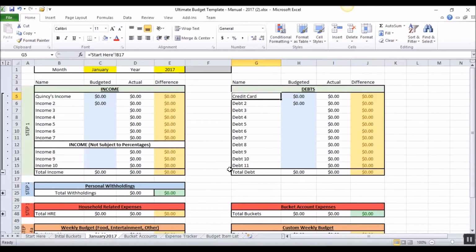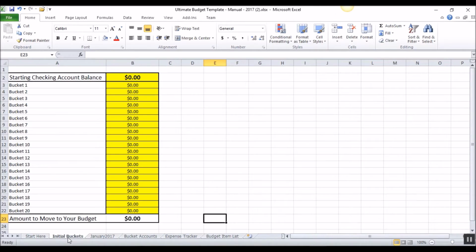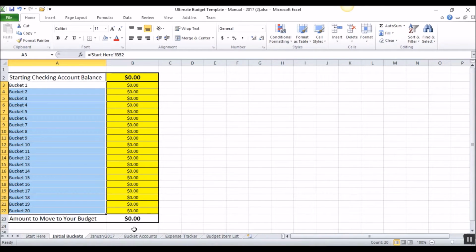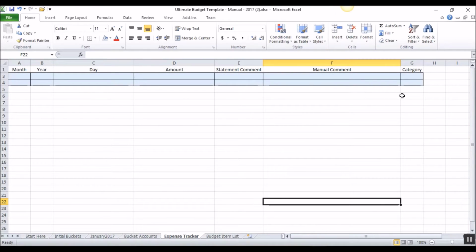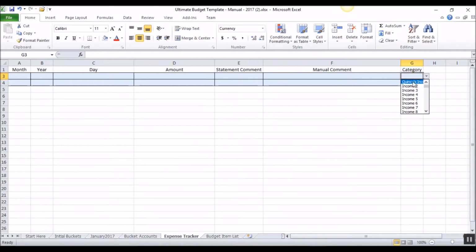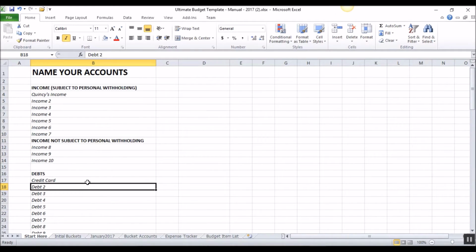And we'll come back to this tab and you'll learn more about it later, but you don't change the names here. The initial buckets tab, it also will fall over into here if you've named any of the buckets. Also into the bucket accounts tab. And in your expense tracker, these also become categories. You'll see Quincy's income is right here as a category. So it's very important that you change the names in the Start Here tab.